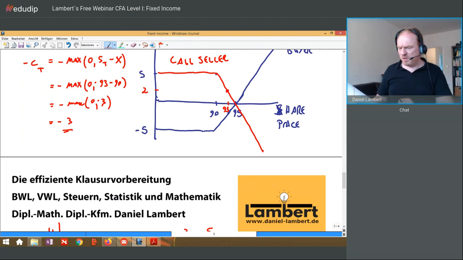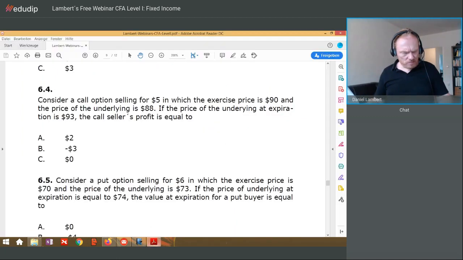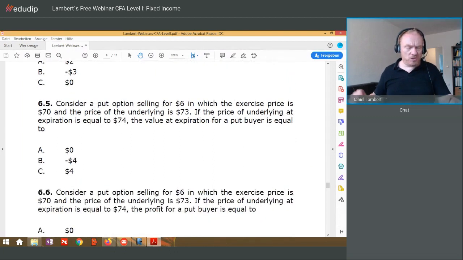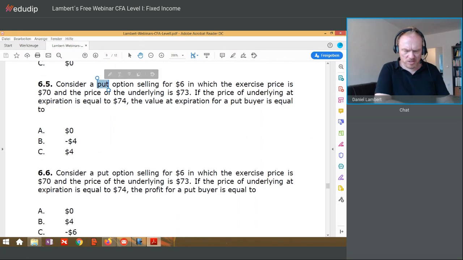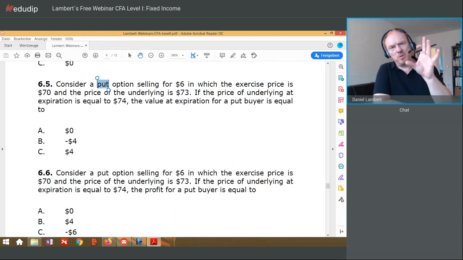Payout and profit from the buyer's perspective. Now I think we're going to take the same look from the seller's perspective. Question number 5, consider a put option. Oh yes, the put option. Now, the first 4 questions dealt with the call option, and of course, the last 4 will deal with the put option, and it's going to be the same put option. First of all, we're going to look at the put buyer, and we try to compute his value at expiration and his profit. And then there's the put seller we're going to look at, and his or her value at expiration and profit. Cool. So consider a put option selling for $6 in which the exercise price is 70.